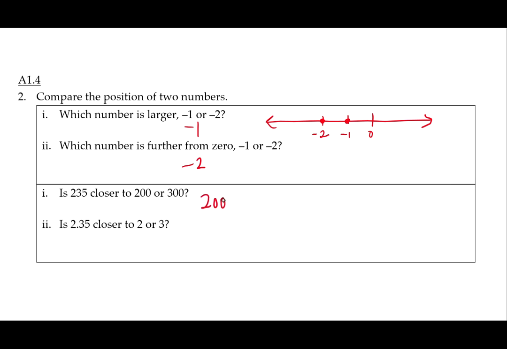How about part 2 here? Is 2.35 closer to 2 or to 3? Sometimes using decimal values makes it a little bit harder for students to recognize this intuitively, but the same thing applies. 2.35 is closer to 2 than it is to 3. If we were to draw those values on a number line, 2.35 would fall closer to 2 on its left than it would to 3 on its right.